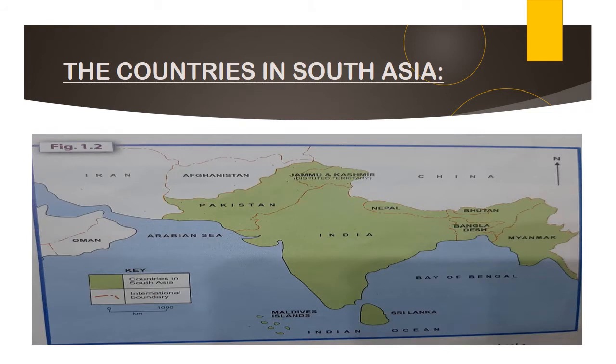We have another map on page number 4, and it is showing the countries in South Asia. Here also this key is helping us to understand the map, showing that all this green part is the countries of South Asia, while this white part and these red lines are denoting the international boundaries.